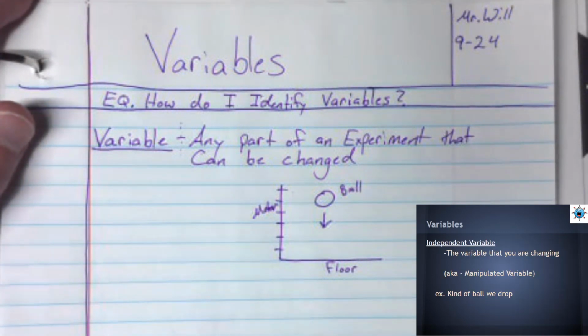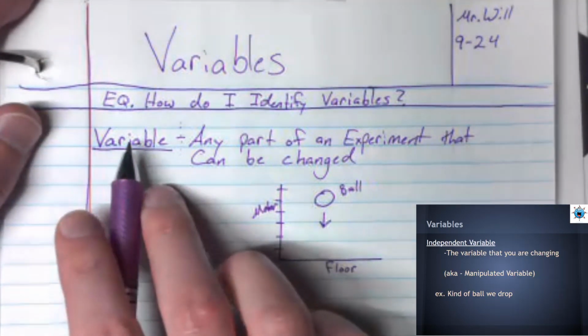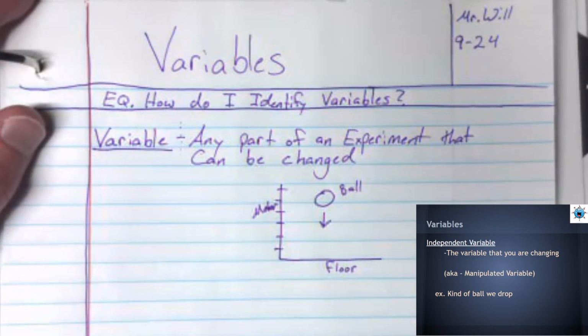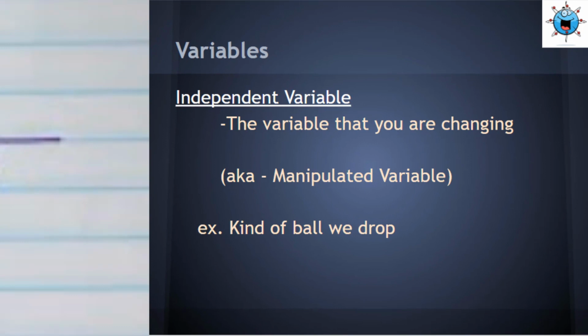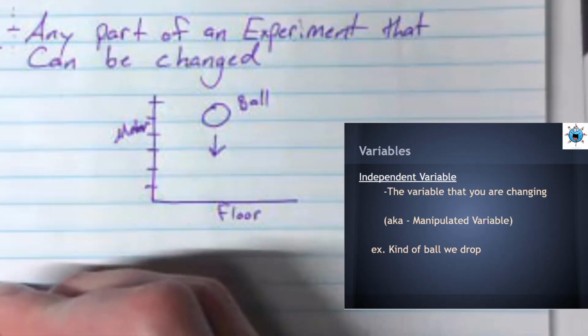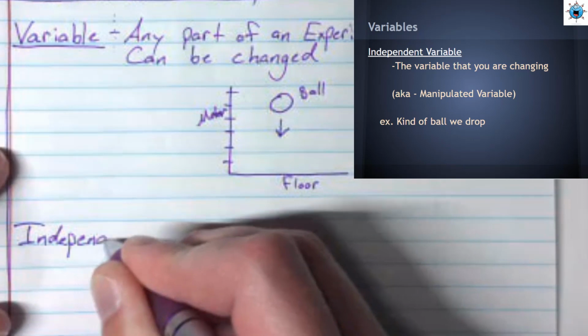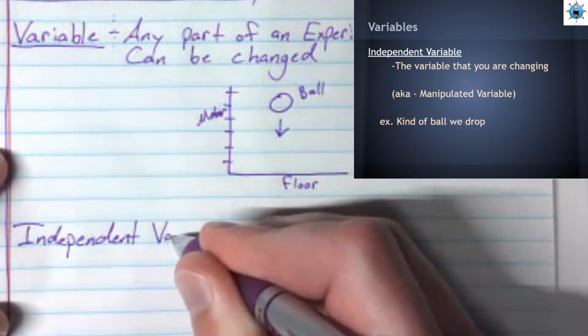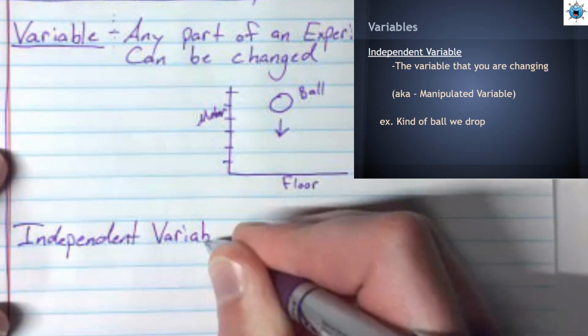All right, so the next thing, we're going to actually break down this variable into different parts because there are different kinds of things that I can change and how that might affect the experiment that I'm doing. So the first one is an independent variable.